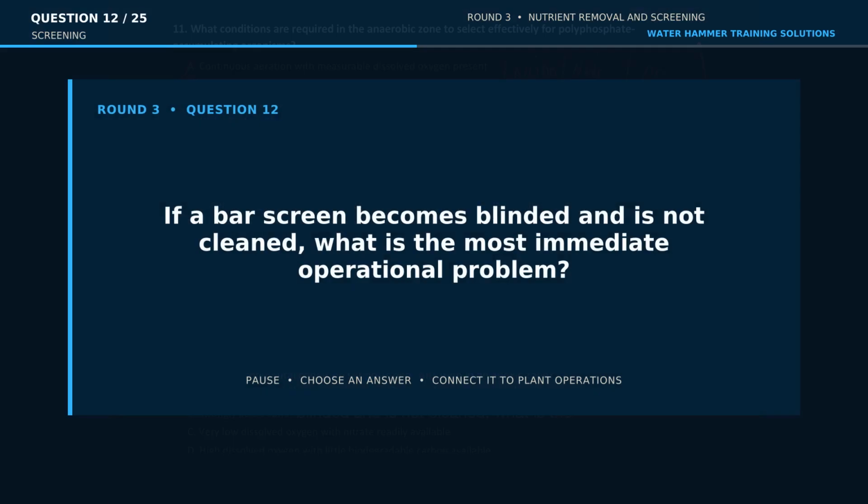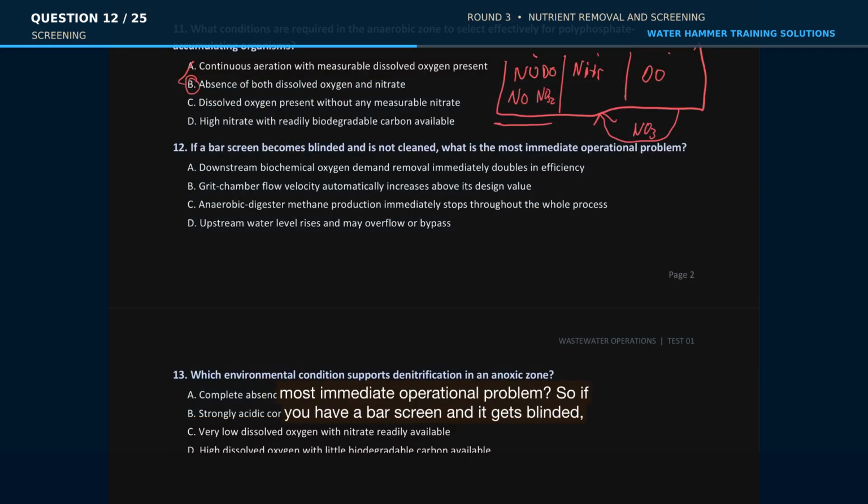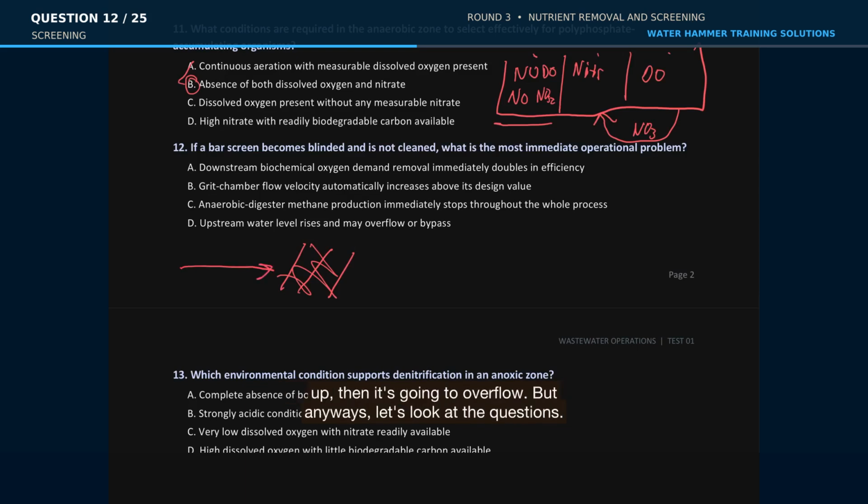If a bar screen becomes blinded and is not cleaned, what is the most immediate operational problem? So if you have a bar screen and it gets blinded, that means the flow that's going to come through is going to stop up. If it stops up, then it's going to overflow. But anyways, let's look at the questions. Let's look at the answers.